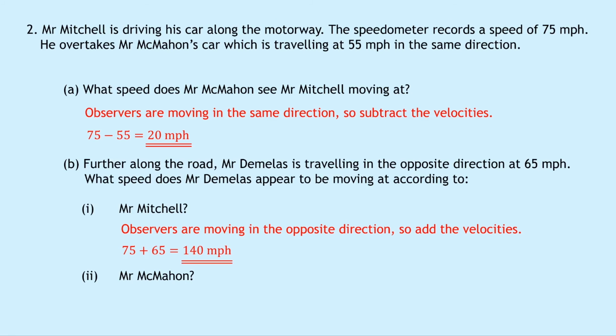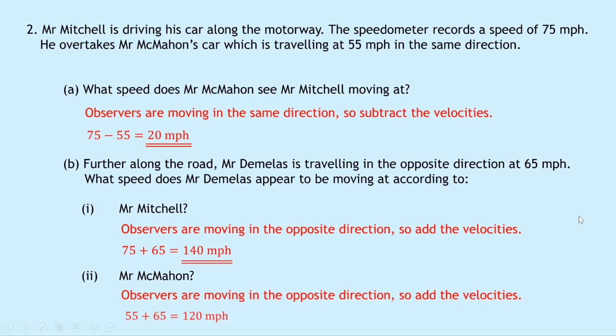And for Mr. McMahon in part 2, the observers again are moving in the opposite direction, so we add the velocities for them, but remember Mr. McMahon was moving at 55 miles per hour, so we get 55 plus 65, which gives us 120 miles per hour.